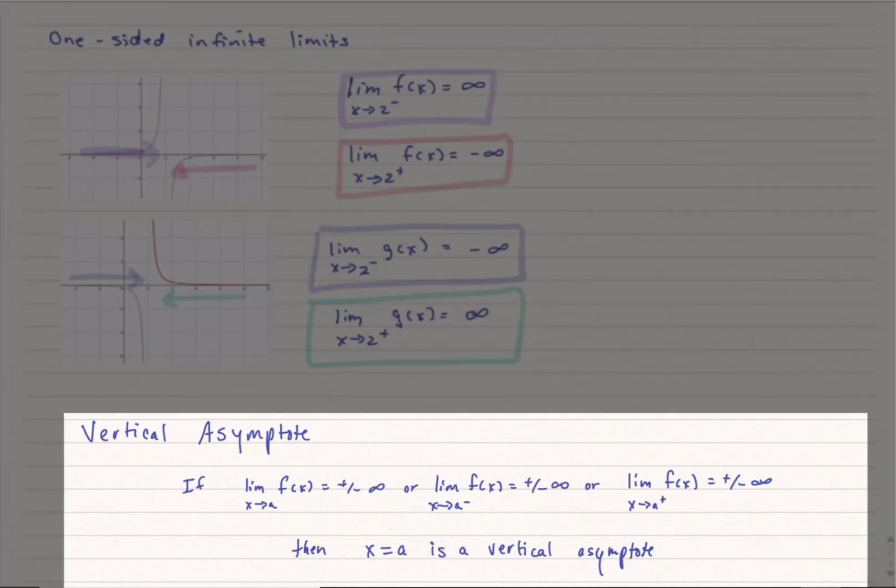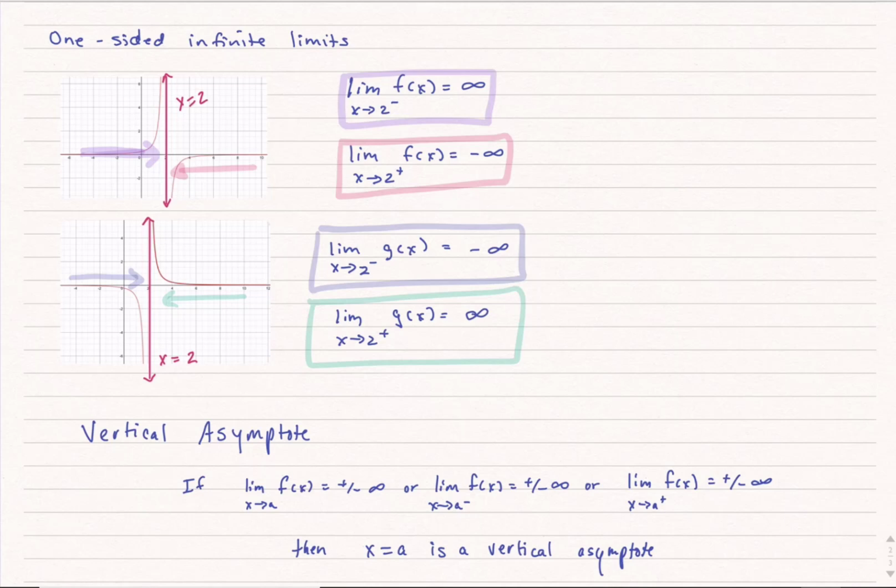I can say one more thing about these graphs of infinite limits. If the limit of f of x as x approaches A is plus or minus infinity, or the limit of f of x as x approaches A from the left-hand side, or as x approaches A from the right-hand side, if those are positive or negative infinity, then the line x equals A is a vertical asymptote. Let's draw these. I've added the line x equals 2 in both of those graphs.